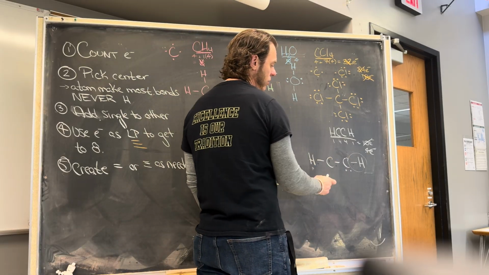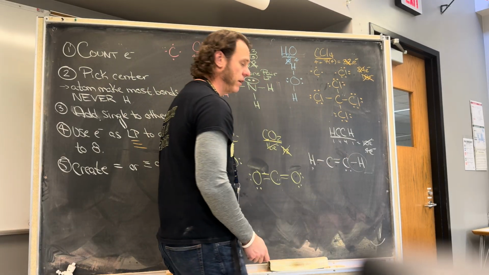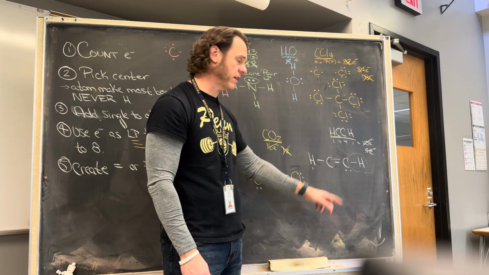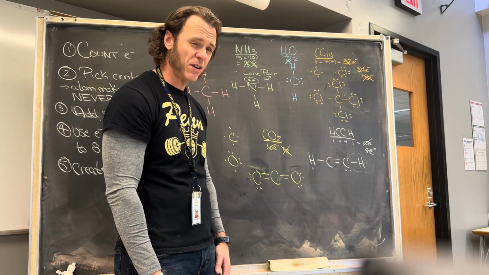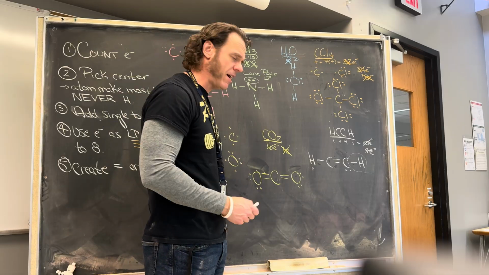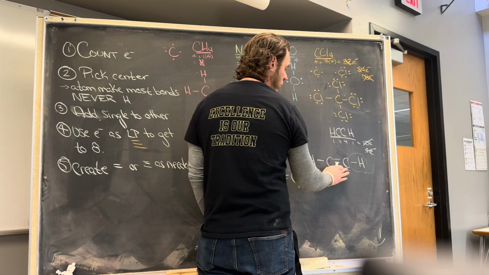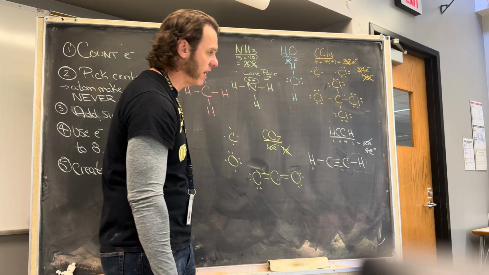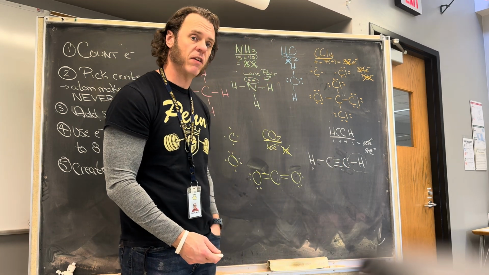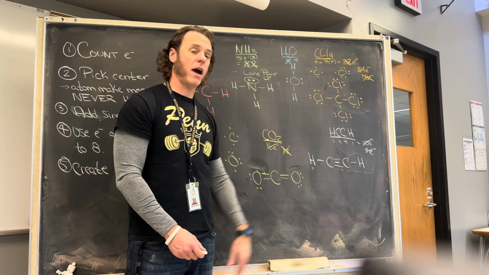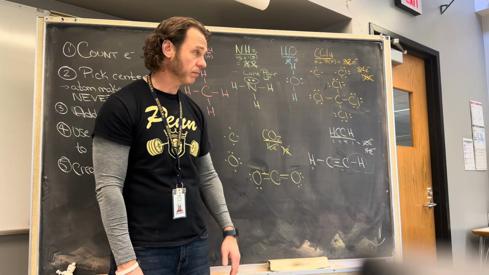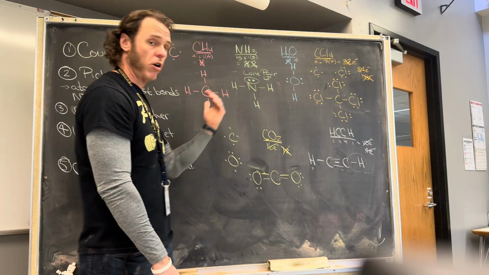So I'm going to take these 2, get rid of them, create a double bond. Hopefully you're keeping track at home. 2, 4, 6. Does that carbon have 8 electrons? No. But can we fix that? Yeah. If we erase these 2 and create a triple bond in there, now everything has 8 valence electrons. Now acetylene gas is complete.